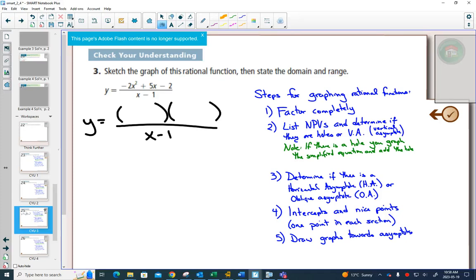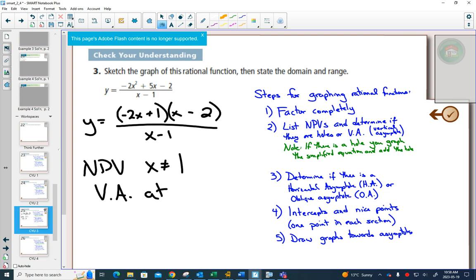This one does factor. If it's going to be negative 2x squared, it's going to be negative 2x and x. And negative 2 will be negative 2 and 1. If I put the negative 2 there and the 1 there, you multiply it out and check, it does work. Now our non-permissible value, x can't equal 1, and because it doesn't cancel out, that tells you you have a vertical asymptote at x equals 1.